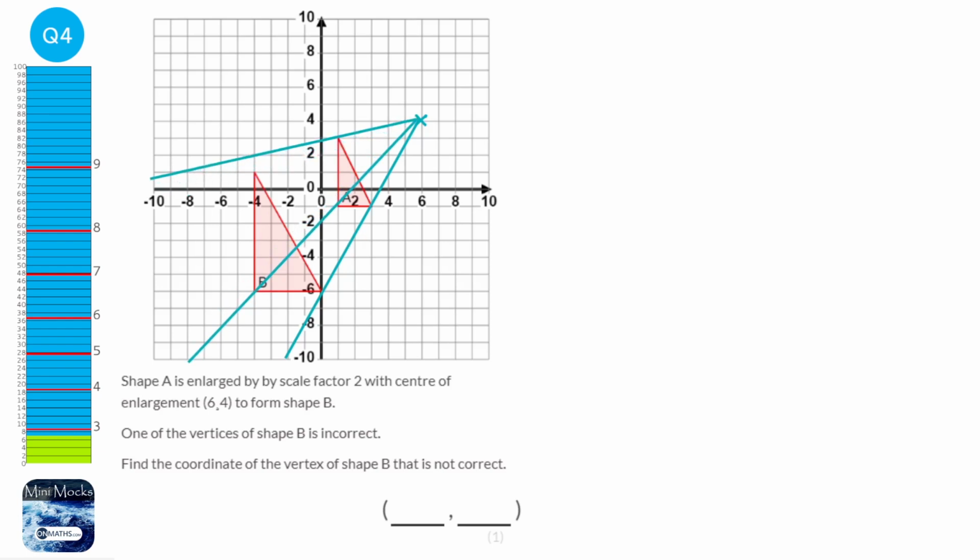But it does not on this one. So it says find the coordinate of the vertex of shape B that is not correct. So the coordinate is this one here, and so that would be -4, 1.